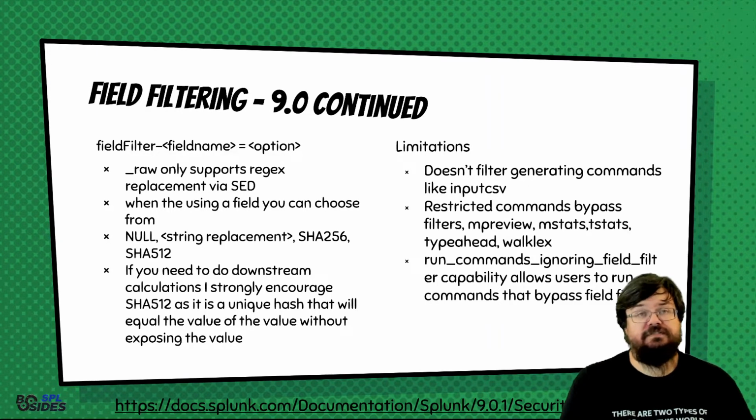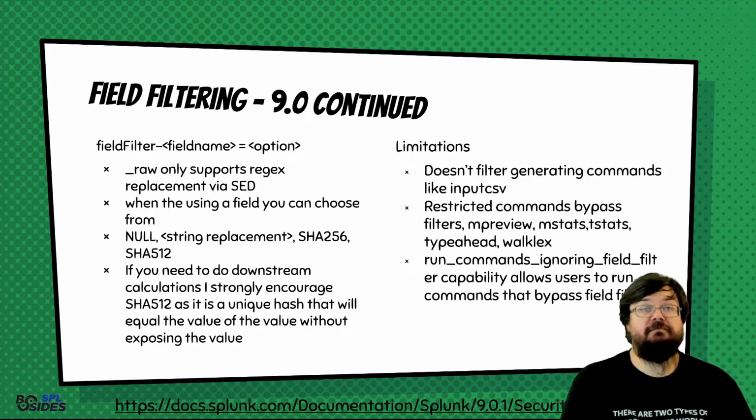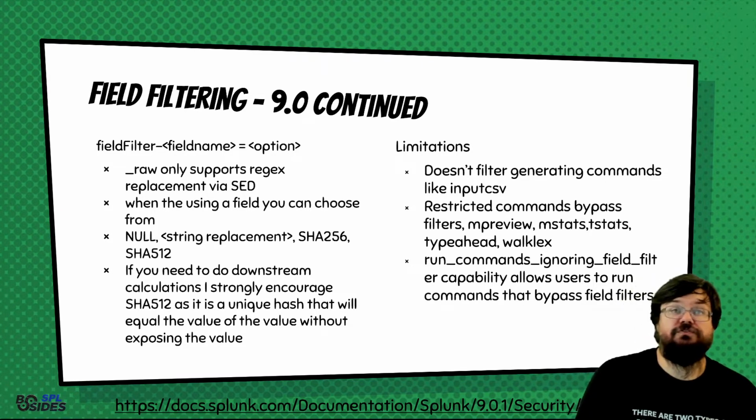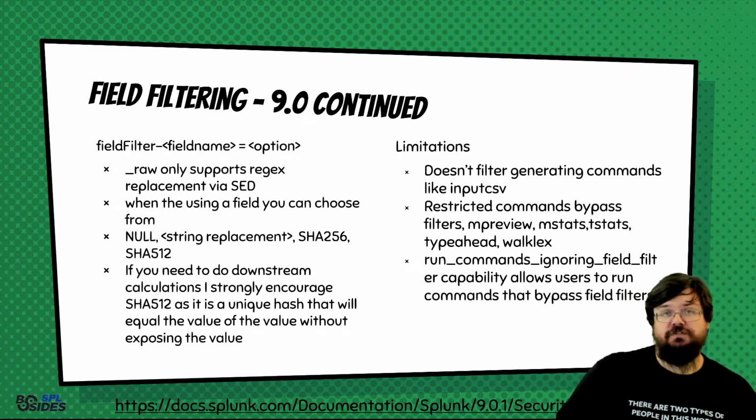You can't filter input CSV files, so it only applies to fields and raw search data, not lookups. Also, there are a list of commands that bypass this: mpreview, mstats, tstats, typeahead, and walklex are just some examples. However, there is a setting that allows you to ensure that users have the capability to run commands that bypass the filters, so you can restrict those users based on that. So keep that in mind if you need to set this for those users and you have circumstances where they can run walklex or typeahead or tstats, that you ensure that you've also filtered their ability to do such.